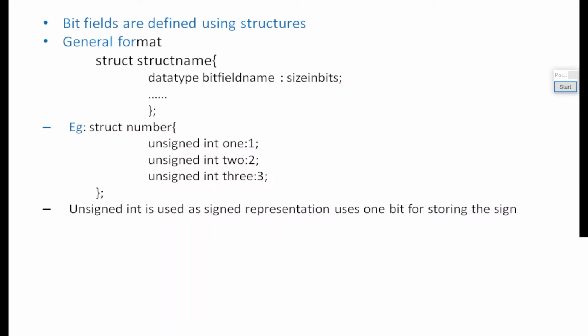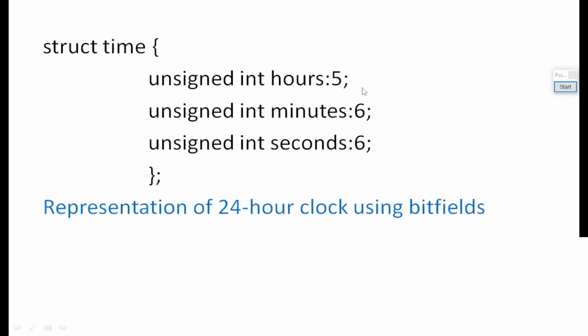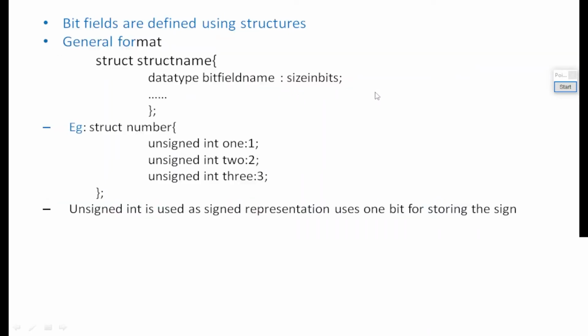Bit fields are defined using structures. The general format is struct name, data type, bit field name, followed by a colon, followed by the size in bits. So this is where it is different.